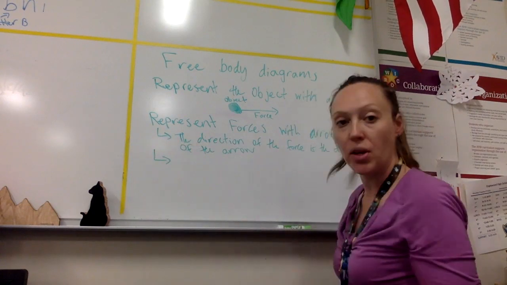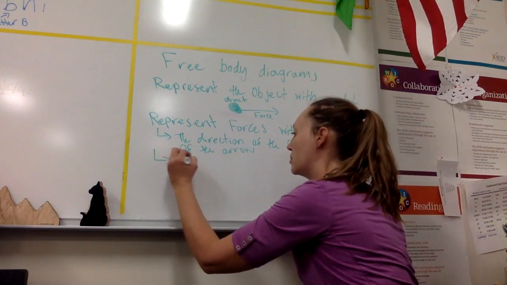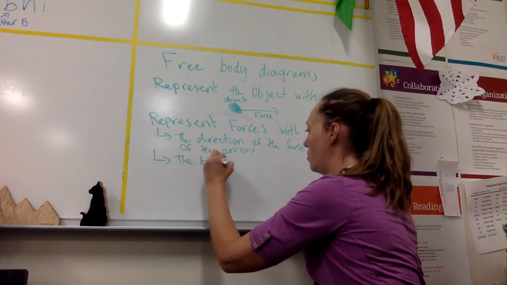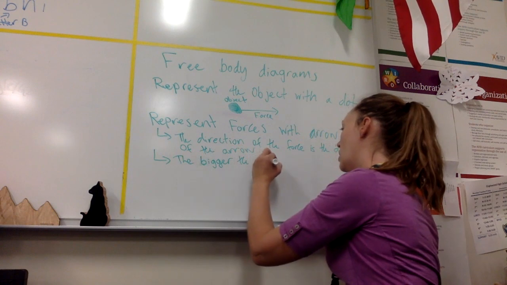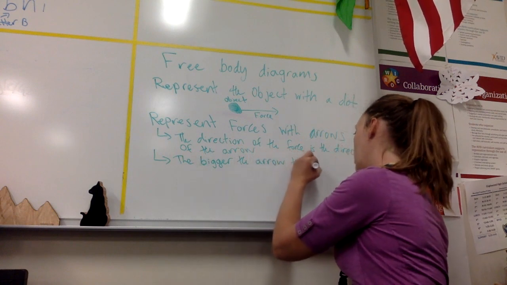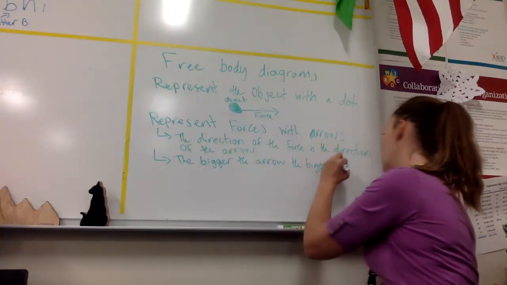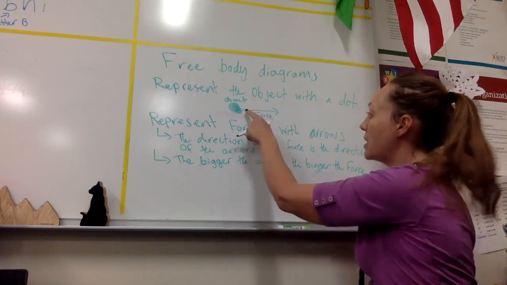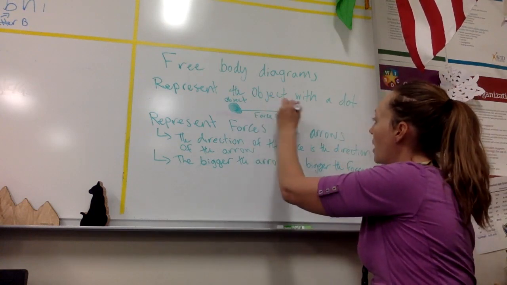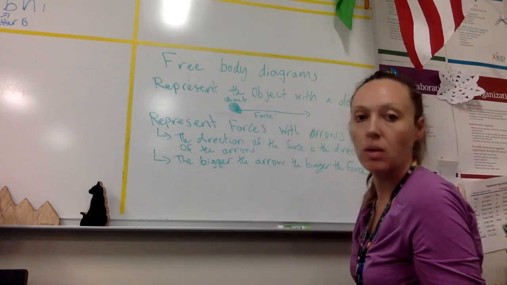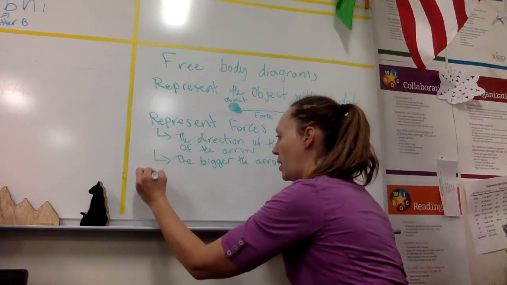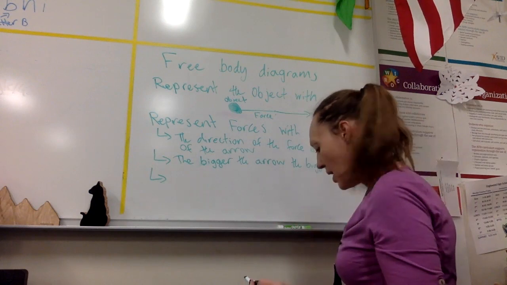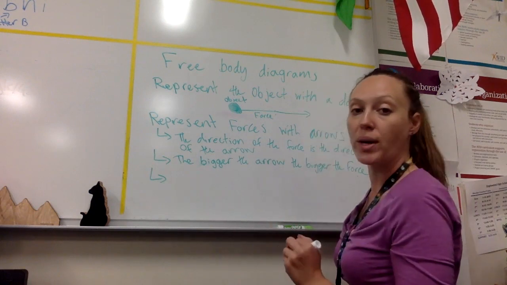Second rule is the bigger the arrow, the bigger the force. So let's say I wanted to make a force that was twice as big as this one. I would make the arrow twice as long. Then the last one is kind of weird, but it's just a convention. The tail end of the arrow must always touch the dot.